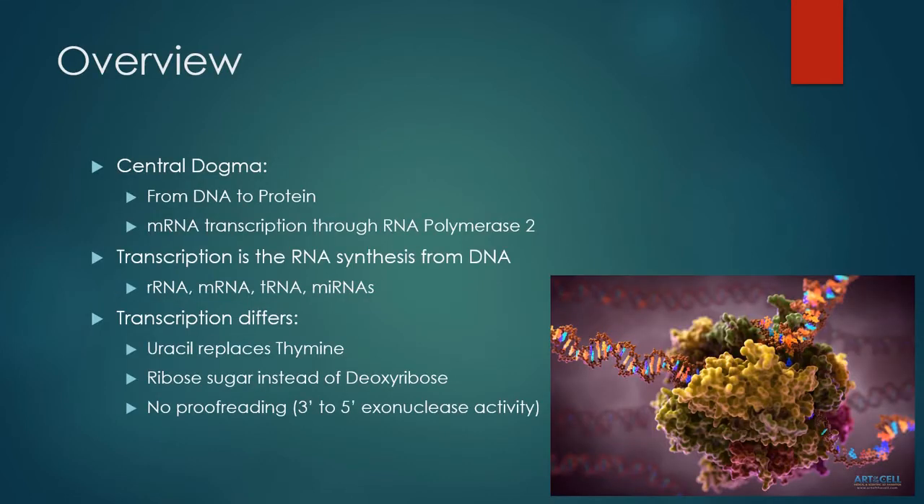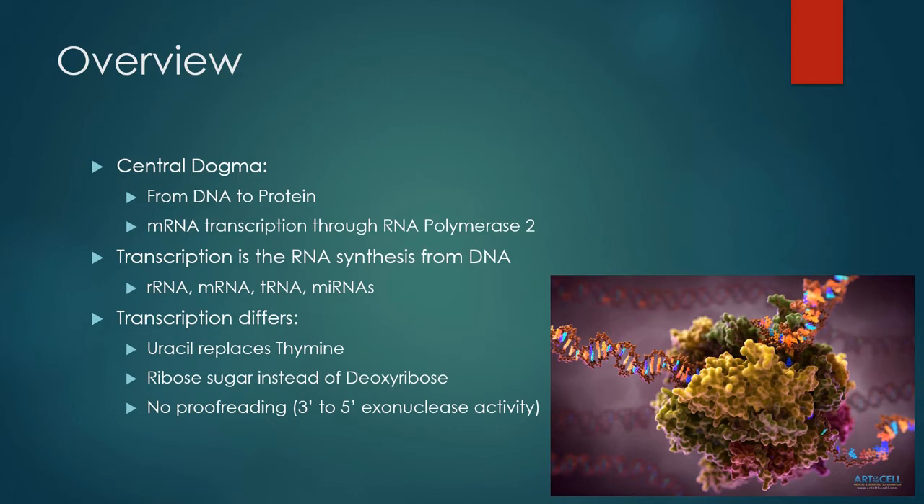So, a brief overview of transcription. It's part of the central dogma, and it's an intermediate pathway in order to convert DNA to protein. So we mainly focus on mRNA transcription. This is done through RNA polymerase II, but transcription occurs in all types of RNAs. Transcription is a term for RNA synthesis from DNA. This includes ribosomal RNA, messenger RNA, tRNA, and microRNA.